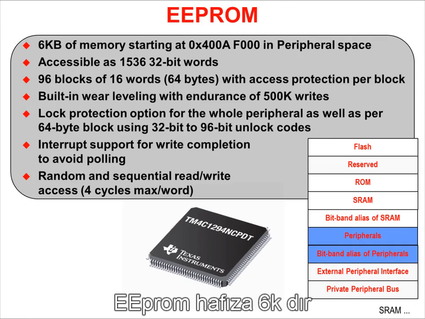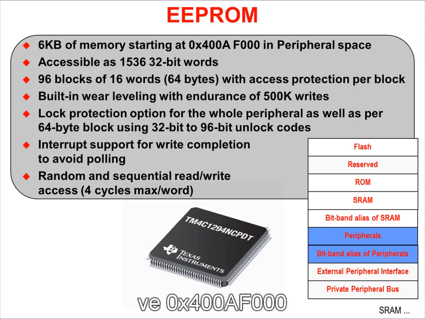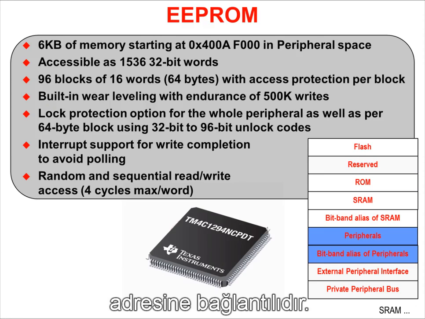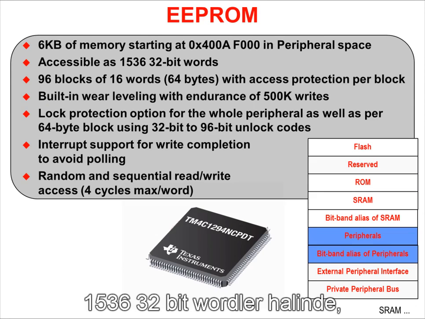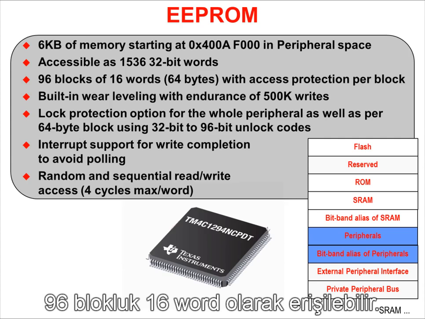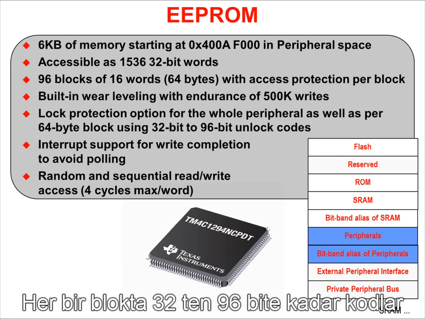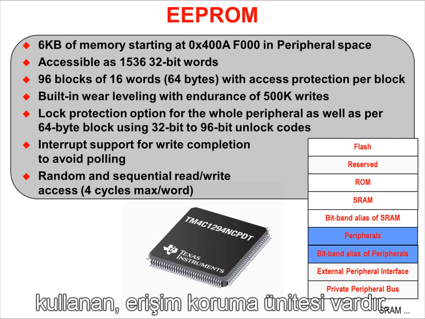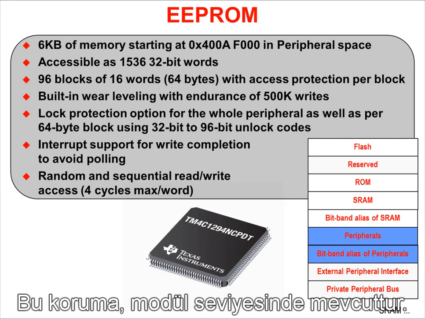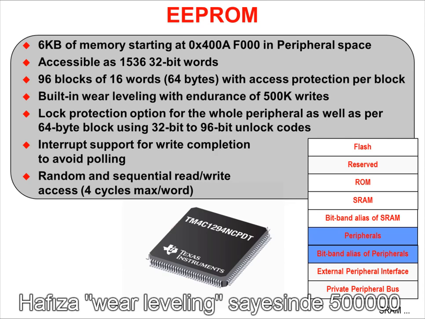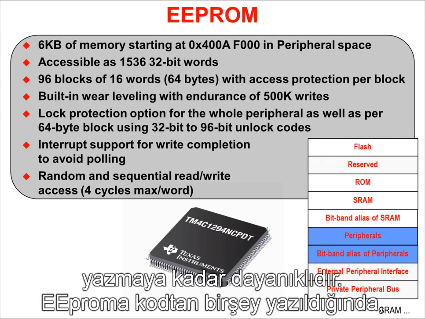EEPROM memory is 6K in length starting at 0x400AF000. It's accessible as 1,536 32-bit words, which is broken up into 96 blocks of 16 words. Each block has access protection built in using 32 to 96-bit codes. This protection is also available at the module level. The memory has an endurance of 500,000 writes with built-in wear leveling.